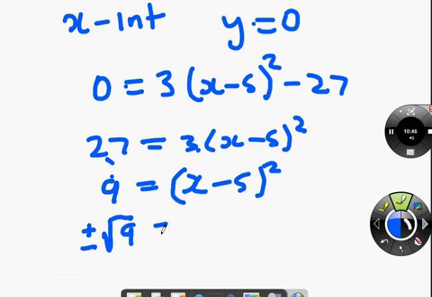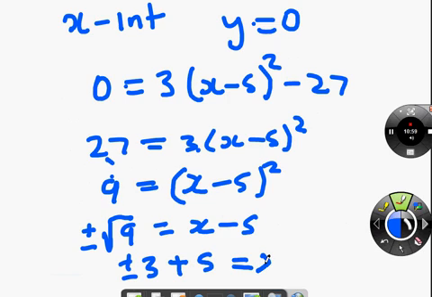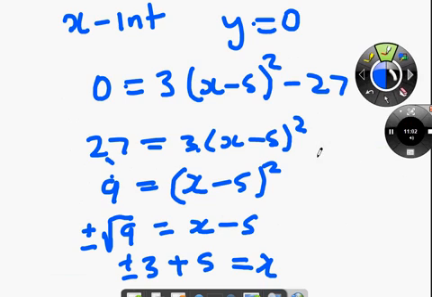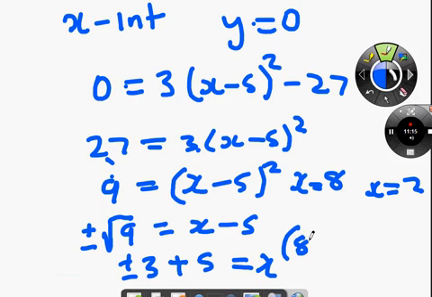And this is going to give us x minus 5 equals plus or minus 3. Then you add 5 and that is going to give us our x. So in a nutshell, our values for x are x is equal to 8 and x is equal to 2. So we've got two intercepts. The first one is 8, 0, and the second one is 2, 0.